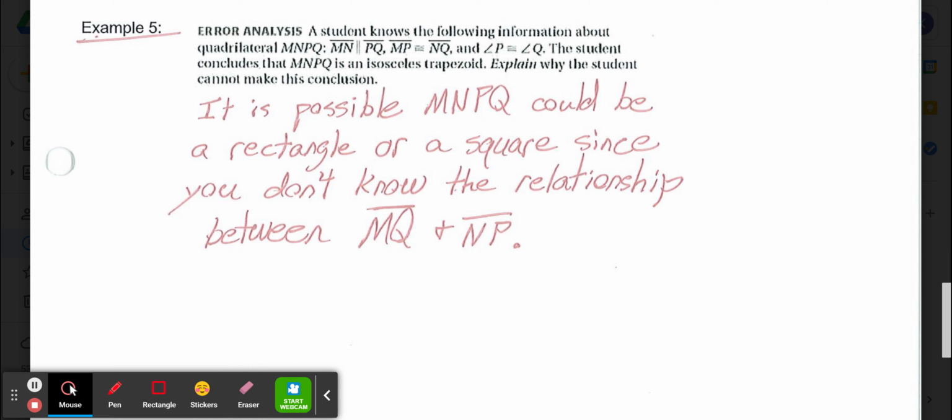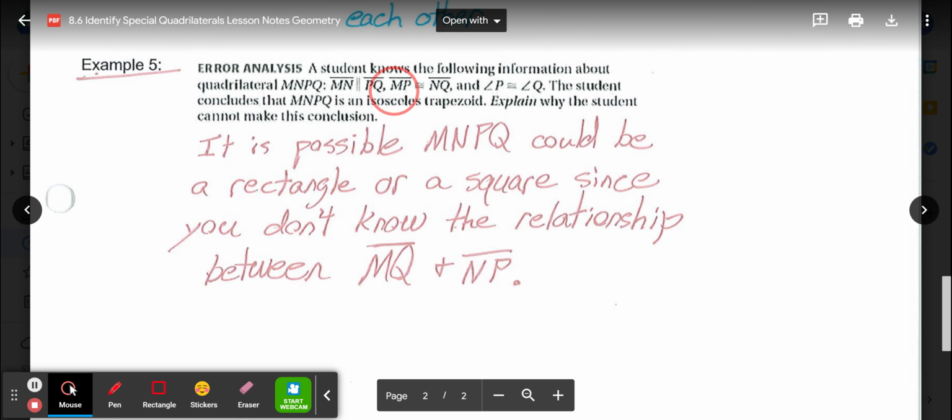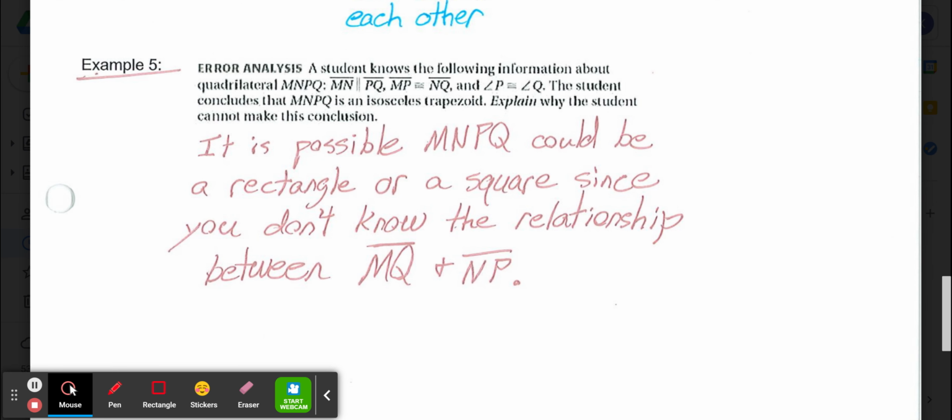And then we get down to our last example, example 5. So in example 5, it's an error analysis, meaning we're going to find the mistake. So a student knows the following information about this quadrilateral, MNPQ. They know MN is parallel to PQ. They know MP is congruent to NQ, and angle P is congruent to angle Q. The student concluded that MNPQ is an isosceles trapezoid. Explain why they cannot make that conclusion.